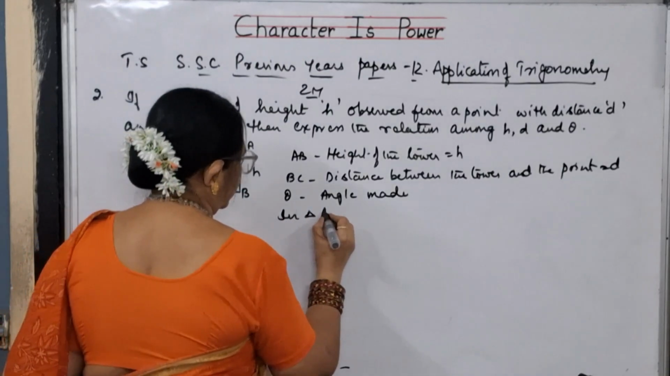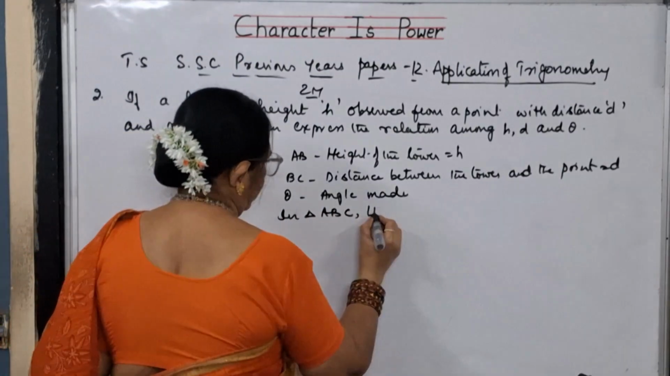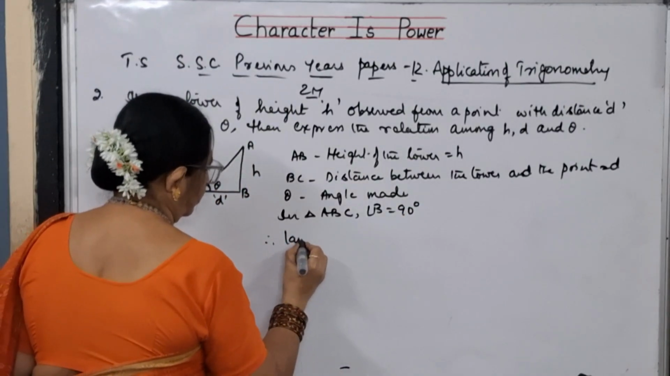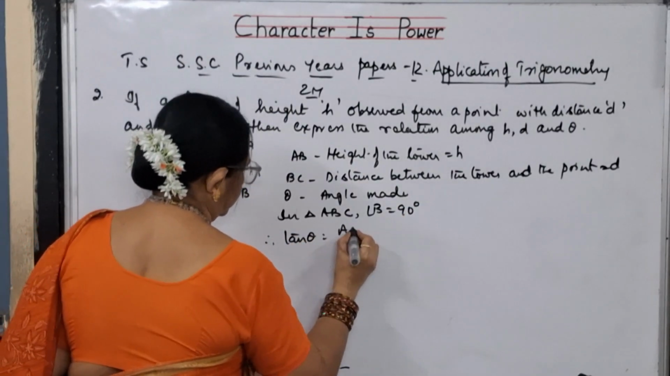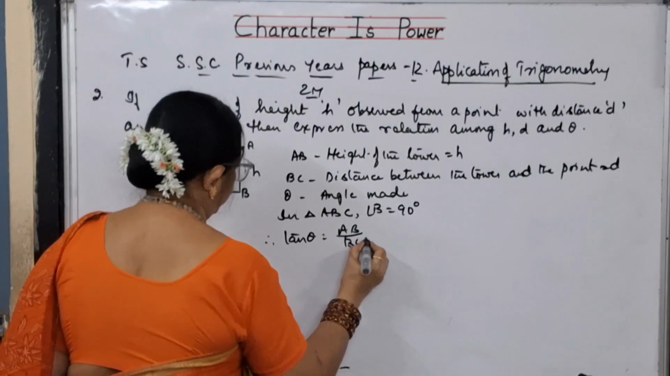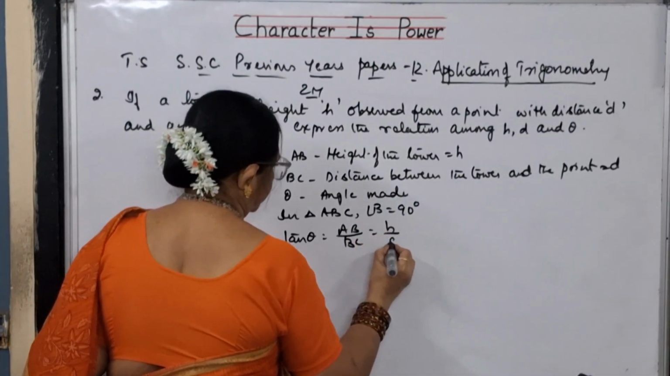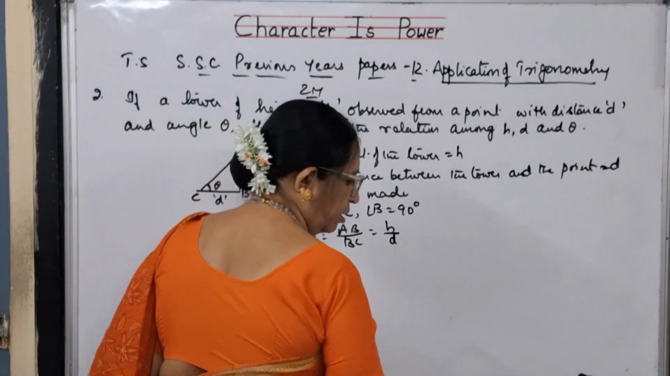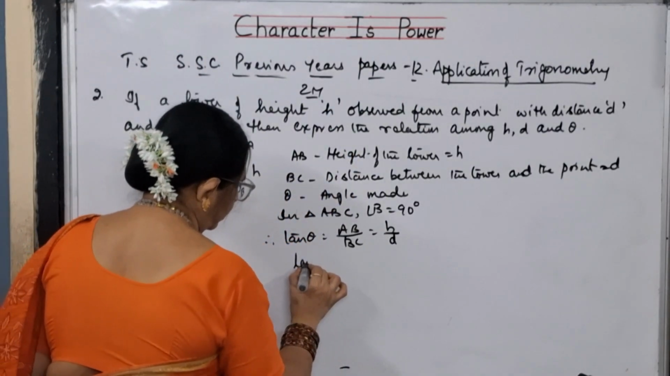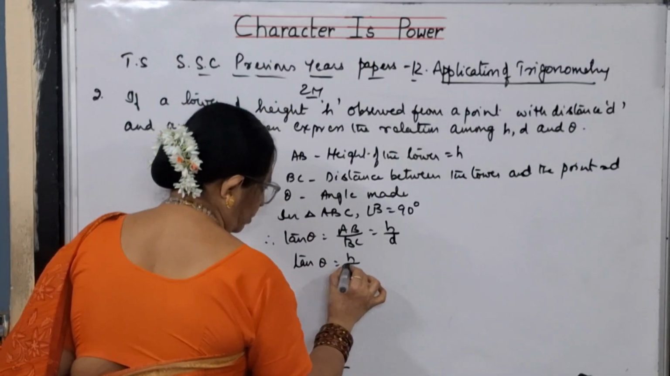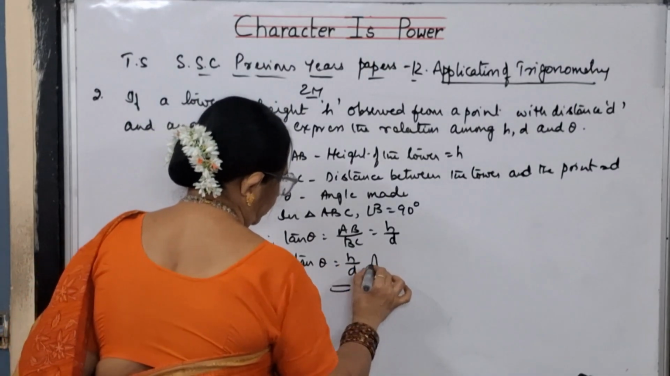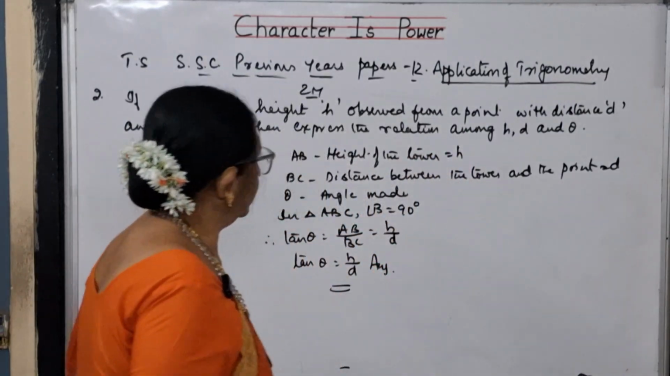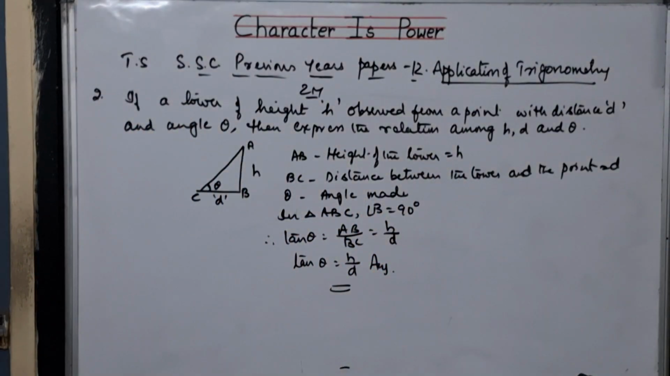In triangle ABC, angle B is 90 degrees. Therefore, tan theta is equal to AB by BC, that is equal to H by D. So, the relation among them is nothing but tan theta is equal to H by D. This is the relation. This is the answer, children. This is the second problem. Let's copy.